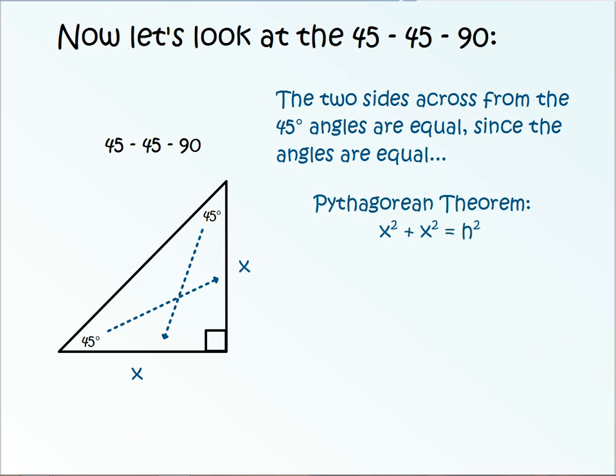I'm going to show you on this one how the Pythagorean theorem comes into play. So I get a squared plus b squared equals c squared. In this case, x squared plus x squared equals my hypotenuse squared. If I add x squared to x squared, I get 2x squared.